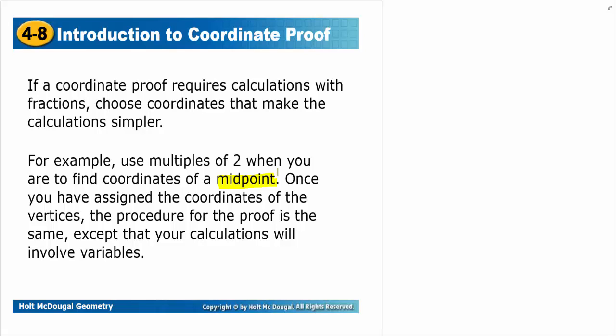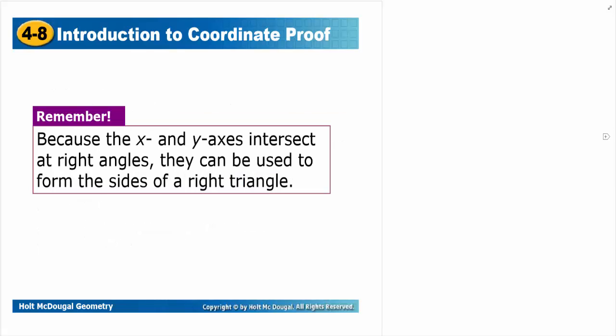So once you've assigned the coordinates of the vertices, the procedure for the proof is the same, except we won't have numbers. So it's just like what we did before, but we're just going to have variables now. It's really, if you've done example 2, you can do example 4. Okay, again, same thing. If x, y, axes intersect at right angles, they can be used for the sides, blah, blah, blah. We've done this already.